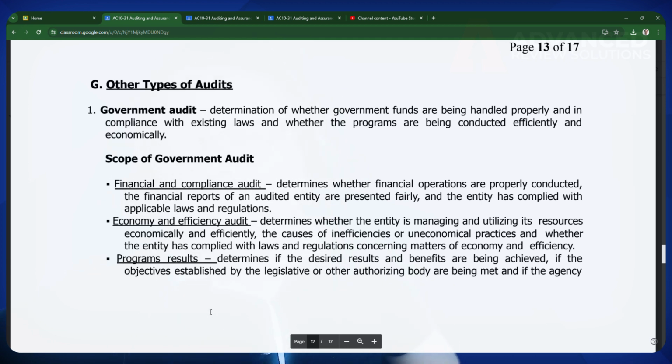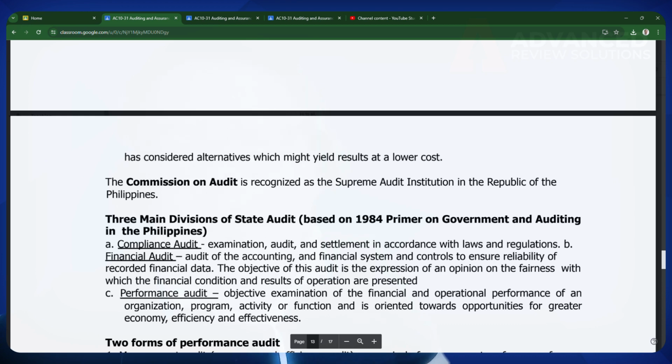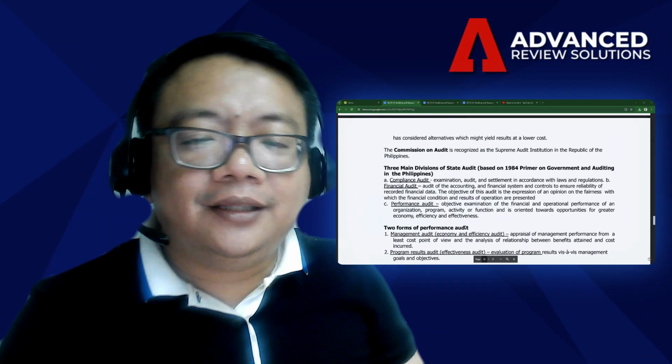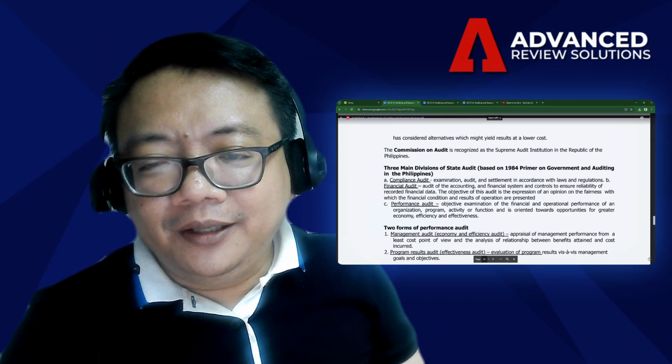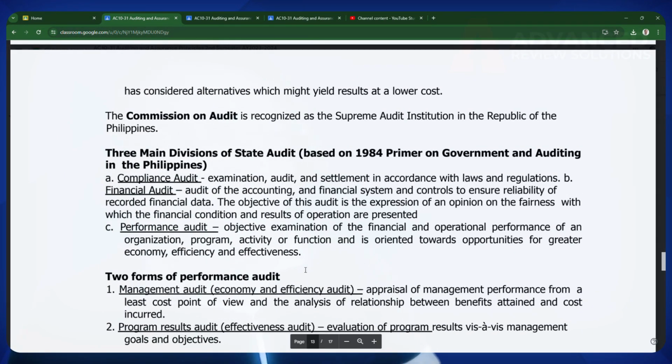No, so yan, ano naman yung mga financial and compliance audit? Of course, it is based on compliance. No, economy efficiency based on the resources, and the program results. So, depende yan sa programa natin. Ito yung sinasabi ko sa inyo, class, no? If you are in the government, you have the Commission on Audit, no? So, COA. Okay? Ano yung COA na sinasabi? So, COA here is recognized as the supreme audit institution in the Republic of the Philippines.